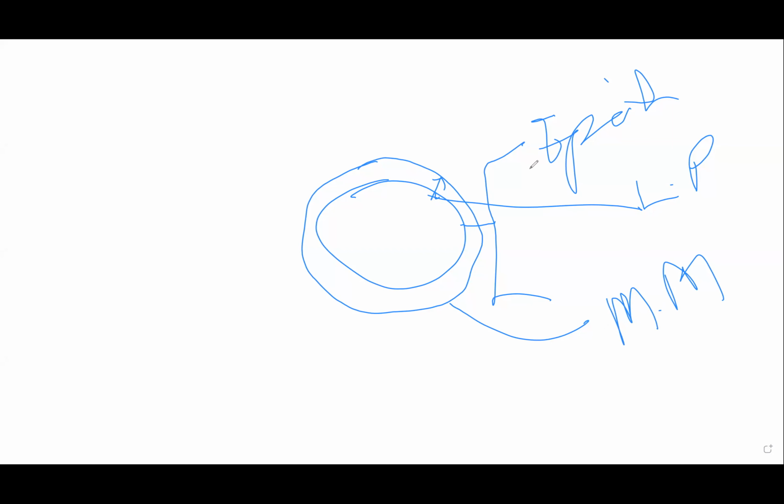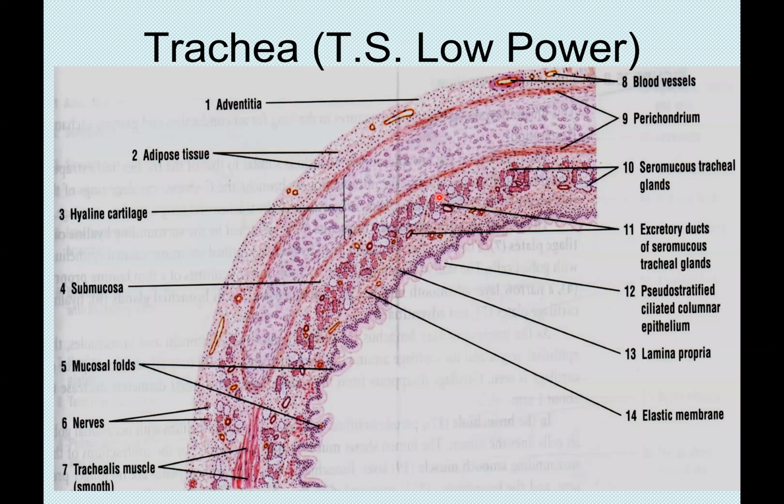So for the epithelium, when we come to the respiratory system, going back to this, the epithelium, which we can see over here, is always a pseudostratified columnar ciliated epithelium. So I will be magnifying this as we go along. So this is a pseudostratified columnar ciliated epithelium.